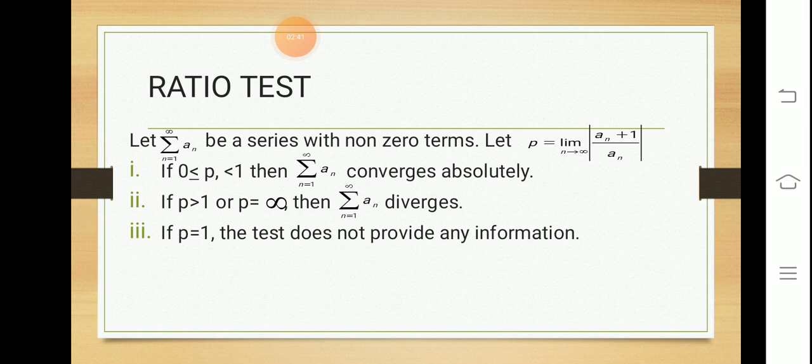So, if 0 is less than or equal to p, and p is less than 1, then the series converges. Second, if p is greater than 1 or p equals infinity, then the summation of a sub n diverges. It diverges if p is greater than 1 or infinite. If p equals 1, the test does not provide any information.